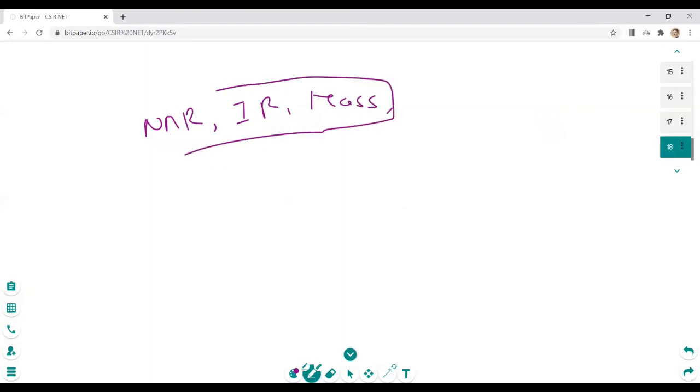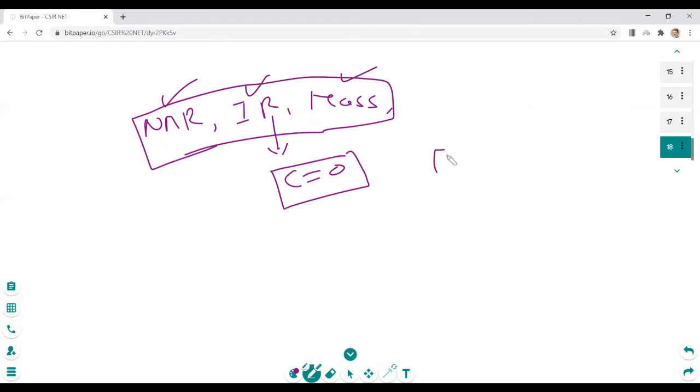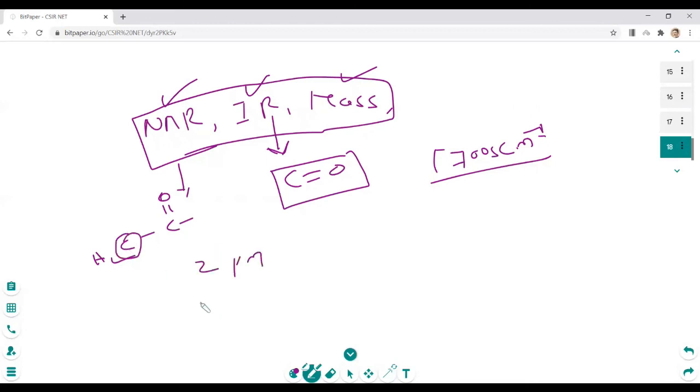Here the thing is, it's not about principles. They are not going to ask you the principle of NMR, or the principle of IR or mass, but the application. For example, carbonyl C=O, where the stretching comes, something around 1700 centimeter inverse. You have to understand the application. For example, in NMR, where the shift comes. If I have something like CH2, where does this carbon come? Will it come around 2 ppm or around 4 ppm?